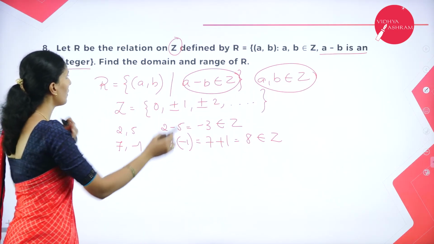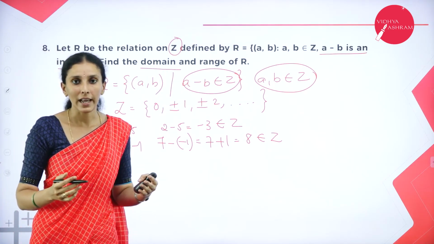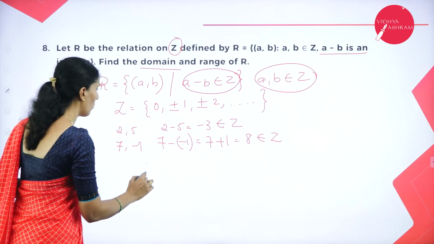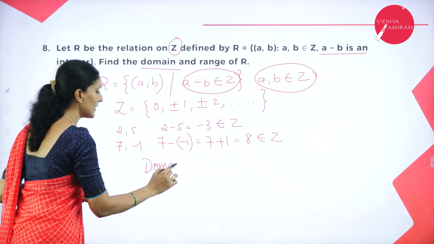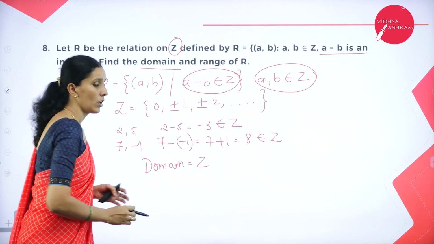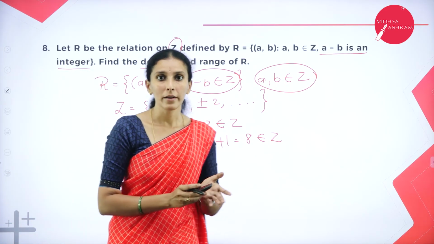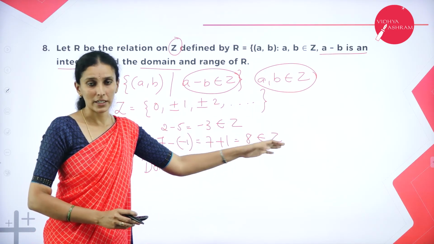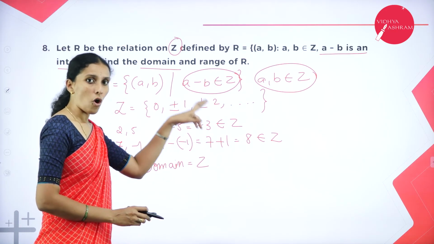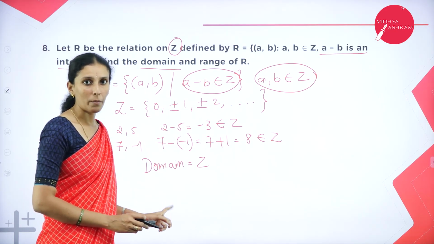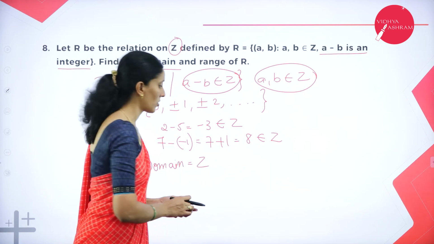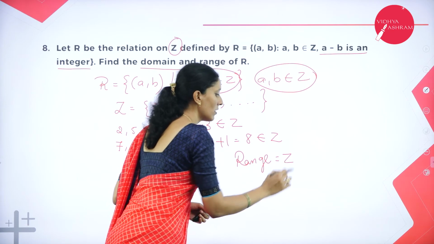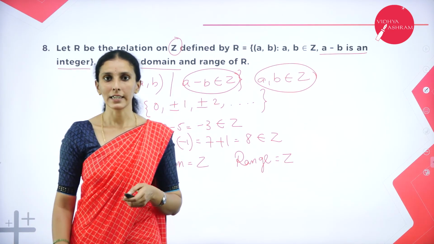So therefore, what will be my domain? From which set am I taking? I am taking from the set of integers. So therefore, my domain is Z. Where the image is lying, where my answers like minus 3, 8, they also belong to the same set. That is, the image of all those elements I am taking from the domain lies in the same set. Therefore, my range is also the set of integers, that is Z.